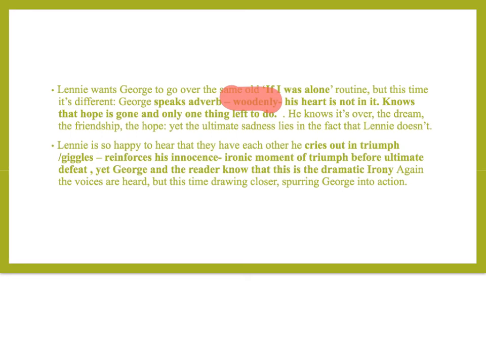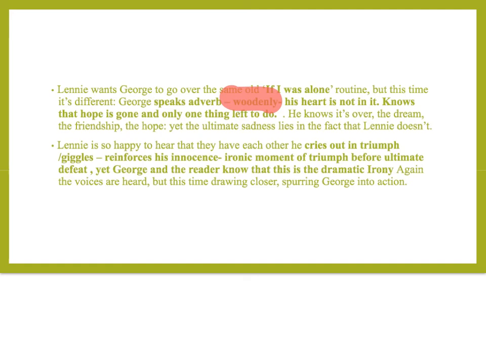He knows that the hope is gone, there's only one thing that's left to do, the dream, the friendship, all of that is over, and there's an ultimate sadness. So let's think of two adverbs that have been linked to George and sadness. One, when he spoke morosely, and now when he speaks woodenly. Which is worse? Woodenly, because there's nothing left. It's wooden, it's hollow, there's no hope.